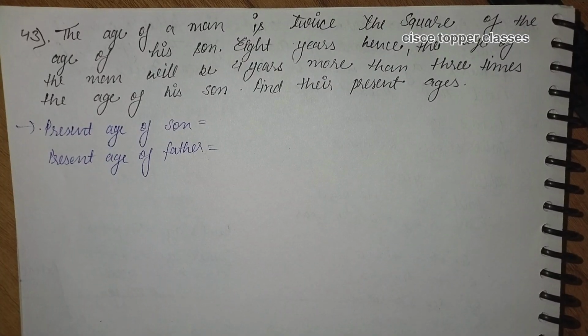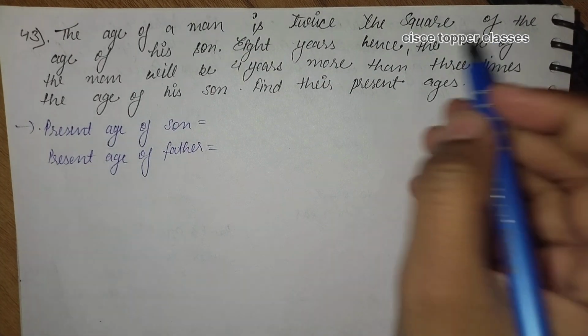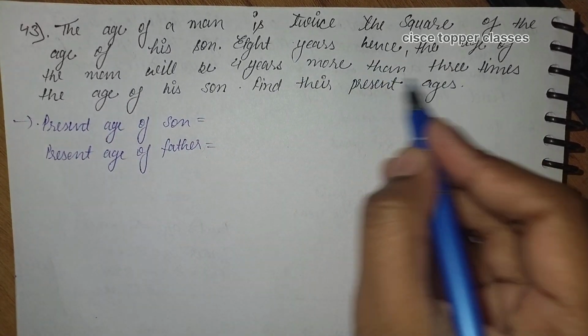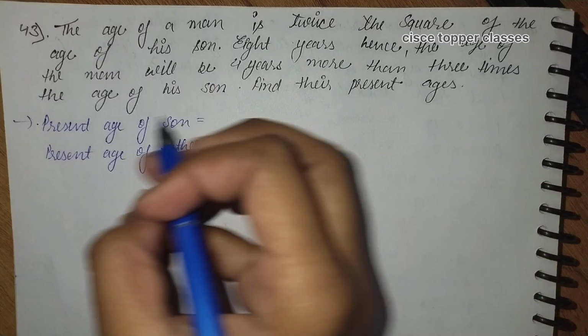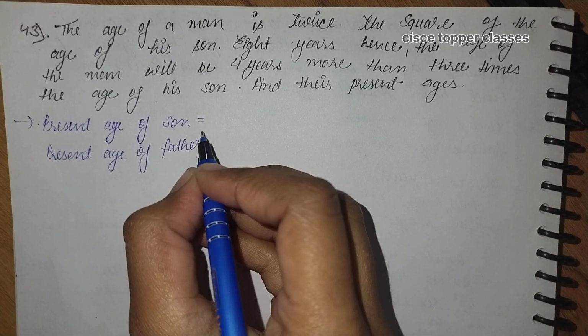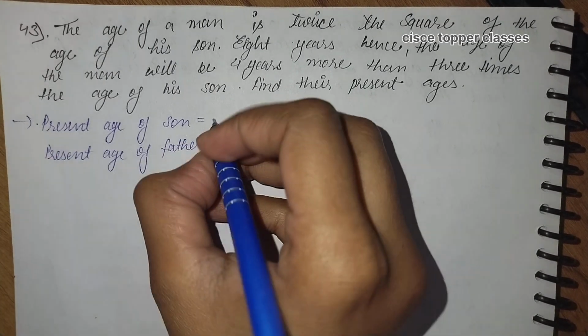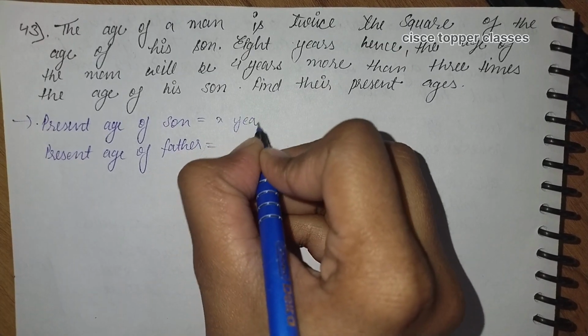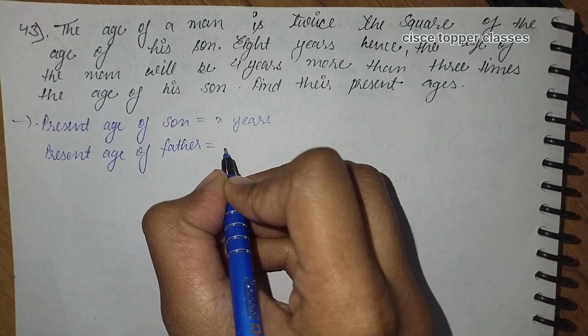Now let us solve this question. The age of a man is twice the square of the age of his son. 8 years hence the age of the man will be 4 years more than 3 times the age of his son. Find the present ages. So if we write the present age of son, present age of son will be x years. And the father's age is twice the square of the son's age.